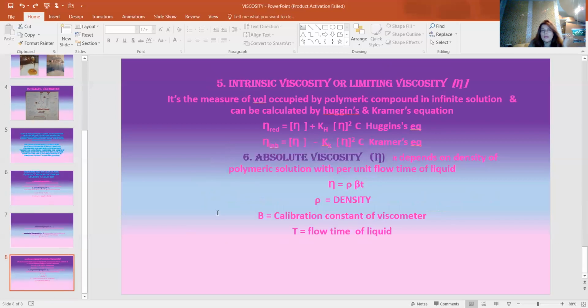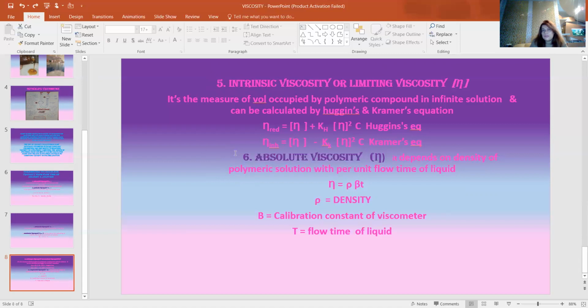Fine. Okay, number fifth, intrinsic viscosity or limiting viscosity. You can call it intrinsic viscosity, and you can call it limiting viscosity as well. It is denoted by eta, here you can see. It's the measure of volume occupied by a polymeric compound in infinite dilution, right? And it can be calculated by Huggins and Kramer's equations. Now, Huggins and Kramer were two scientists who formulated these two equations.